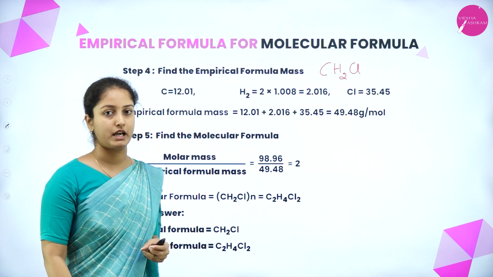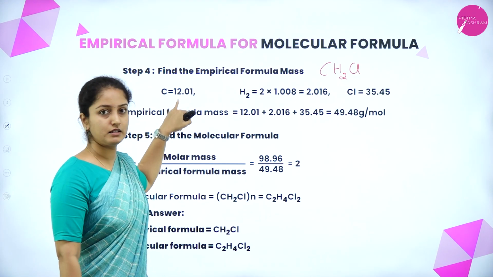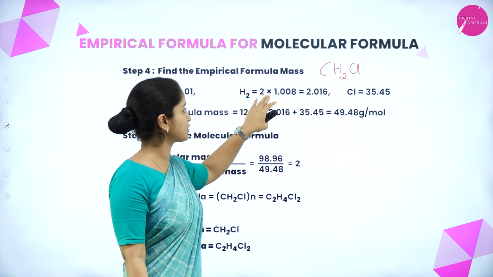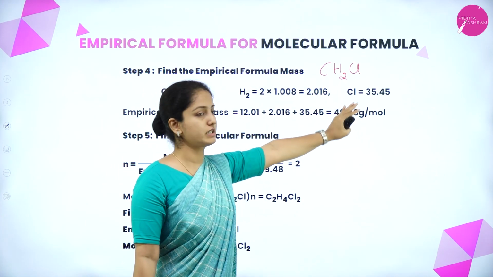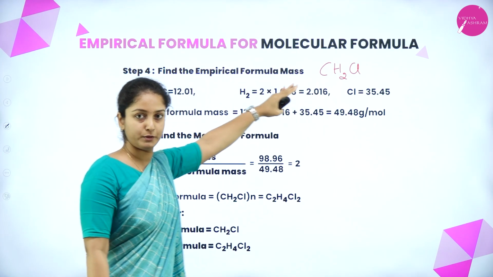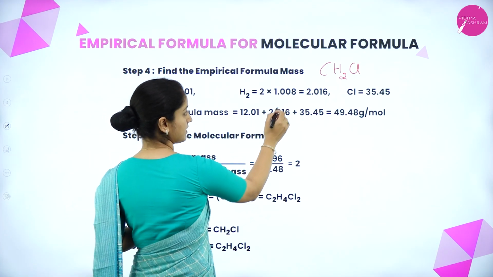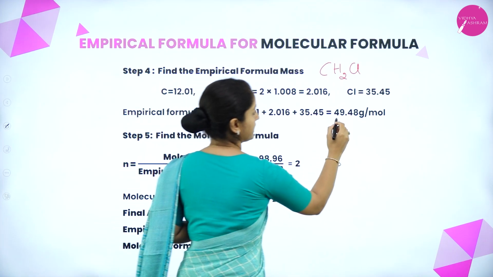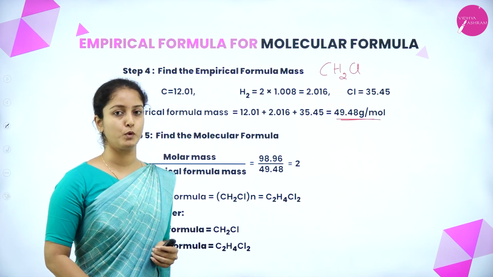Now, for that we have to calculate the empirical formula mass. So, carbon mass is 12.01. Hydrogen is present twice, so it is 2 into 1.008. This is the mass of hydrogen, and chlorine is 35.45. Now, according to the formula, if we put together into the formula, that is 12.011 plus 2.016 plus 35.45, it gives 49.48 gram per mole.